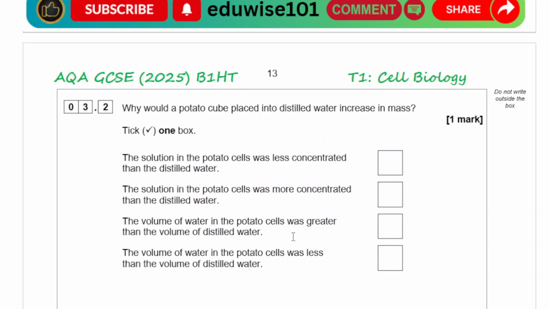Why would a potato cube placed into distilled water increase in mass? Well, if it was placed in distilled water and it increased in mass, that's because water moved in. The solution in the potato cells was less concentrated than the distilled water. Distilled water is the lowest concentration, so that can't be it. The solution in the potato cells was more concentrated than the distilled water. That seems more plausible. The volume of water doesn't actually matter here, it's the concentration that matters.